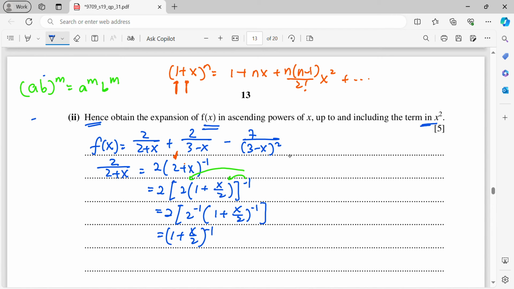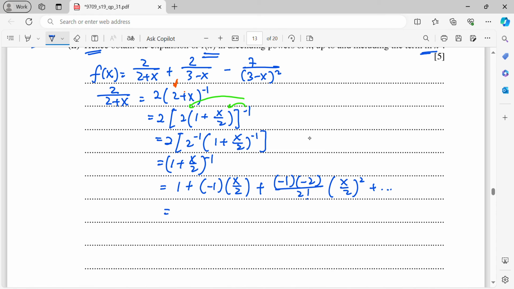And now I can just do the expansion using this binomial expansion formula. That is going to be 1 plus n, x becomes x over 2. Then plus, my n is minus 1, therefore it becomes minus 1. Then n minus 1 becomes minus 2 over 2 factorial, then x over 2 squared. Okay, and then from here, when you simplify, there is 1 minus x over 2 plus x squared over 4.